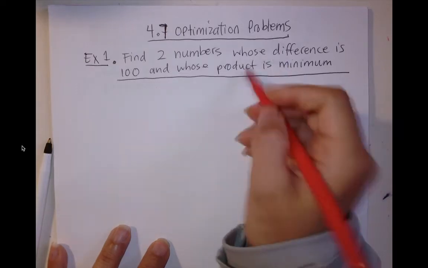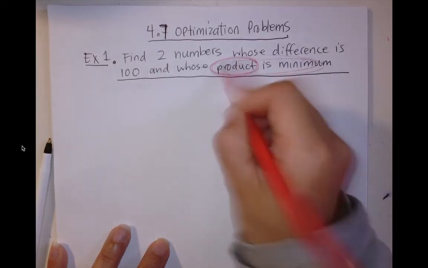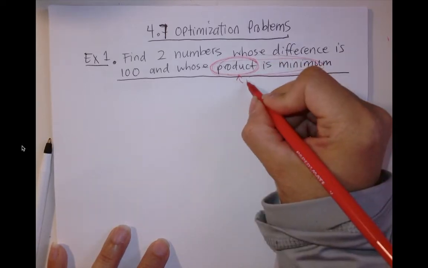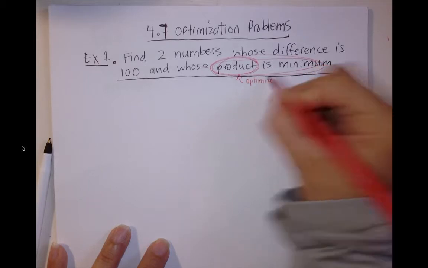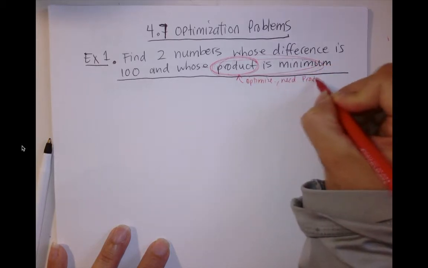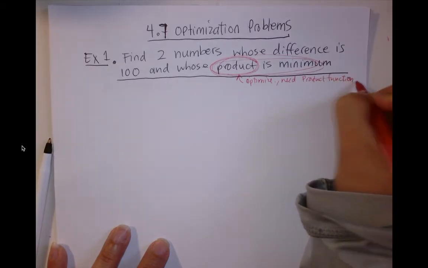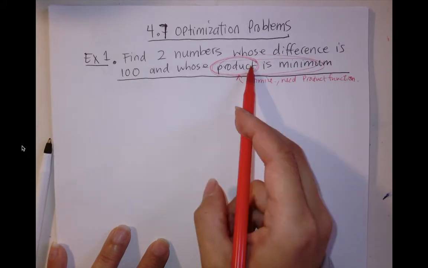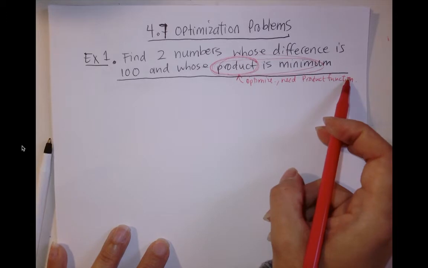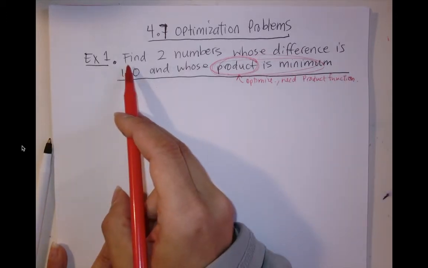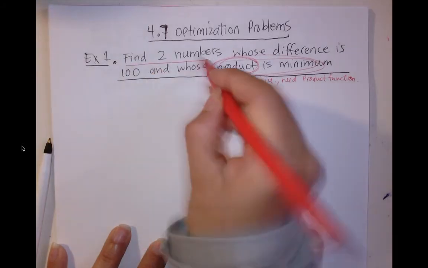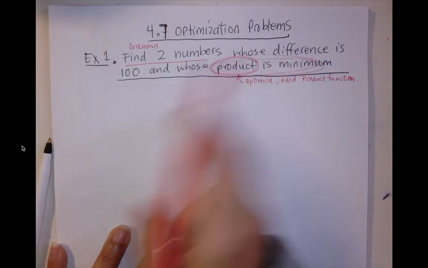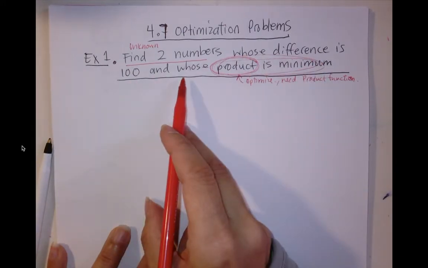So the first thing I notice is that the product is the thing that we're trying to minimize here, or optimize. This means that I'm going to need to find a function for the product. I need a product function because that's the only way I can use the techniques of sections 4.1 and 4.3 to optimize this quantity. I have to express it as a function. Then I think about, well, what am I being asked for? I'm being asked to find two numbers. Okay, so this is what I'm really being asked for, the two numbers that have a difference of 100 and a product that's minimum.